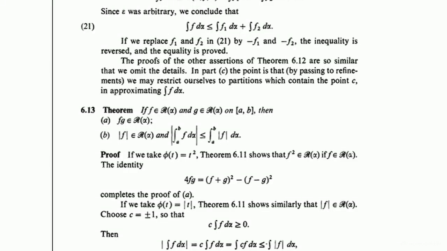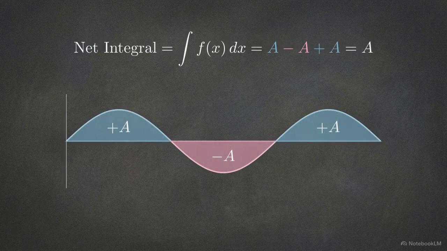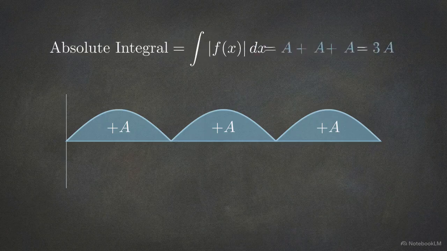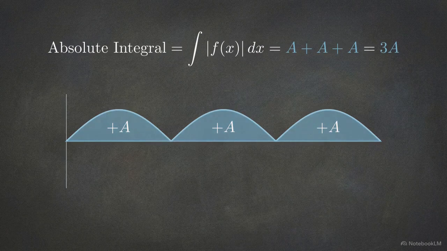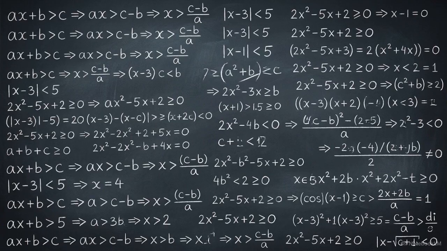These properties build towards Theorem 6.13, known as the continuous triangle inequality. It is one of the most frequently utilized tools in mathematical analysis. Standard integrals allow positive area above the axis and negative area below to cancel out, masking true magnitude. By applying an absolute value before integrating, the negative dips snap upwards, forcing the accumulation of all area. Total magnitude is revealed. How do we formally prove this inequality using partition rules without relying on a drawing?